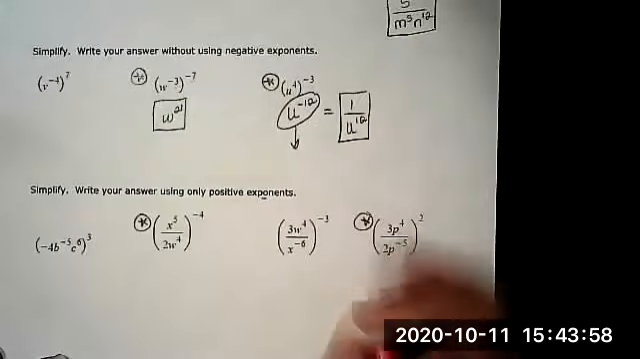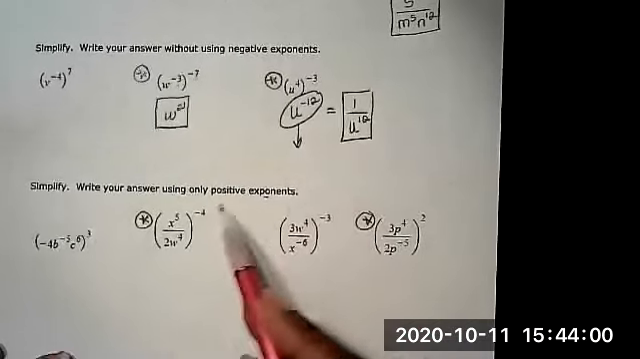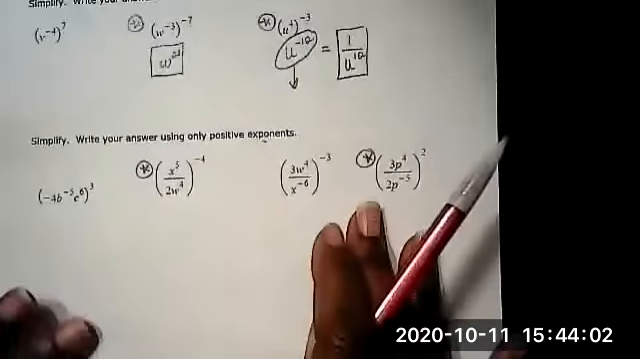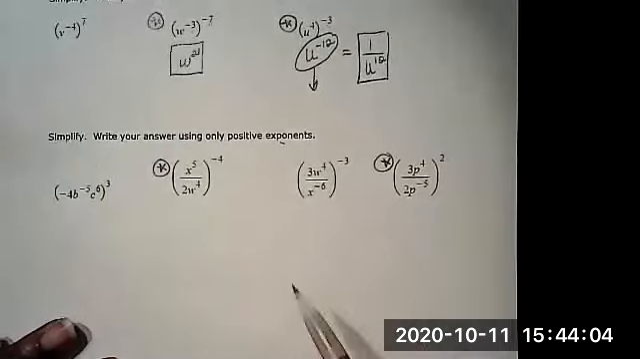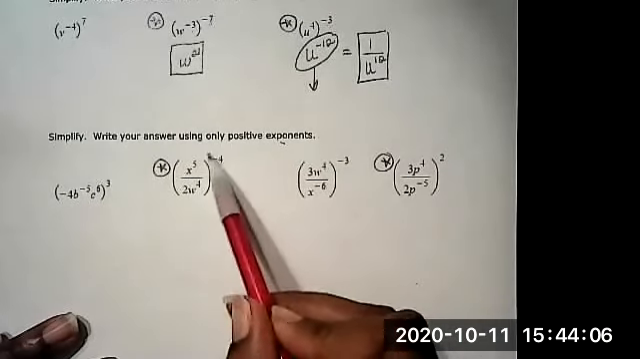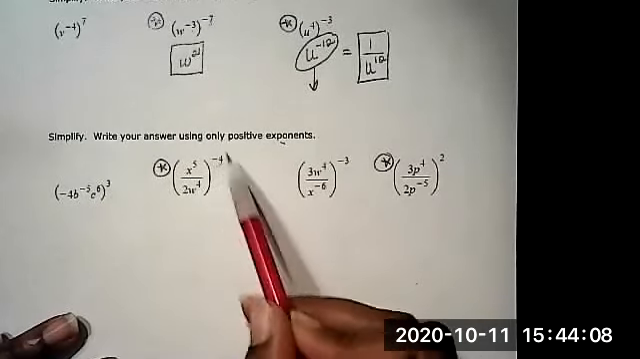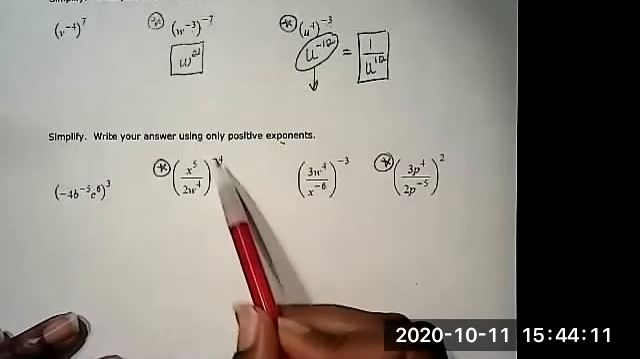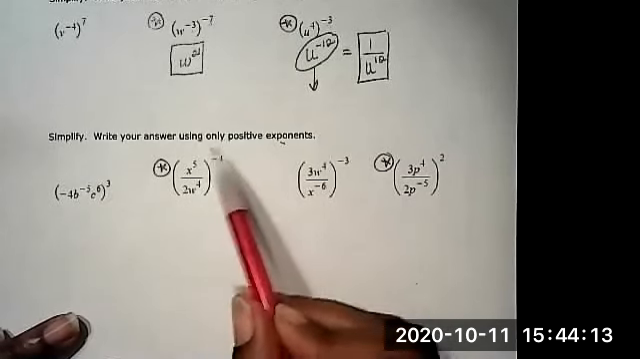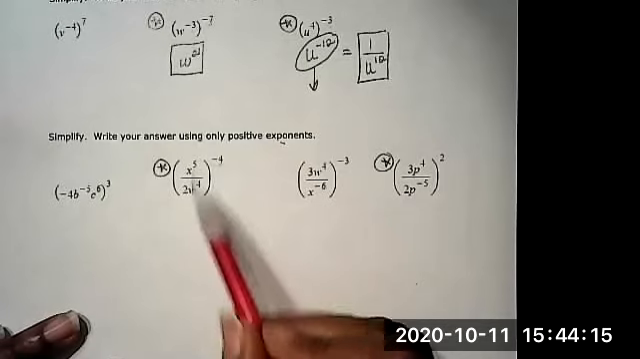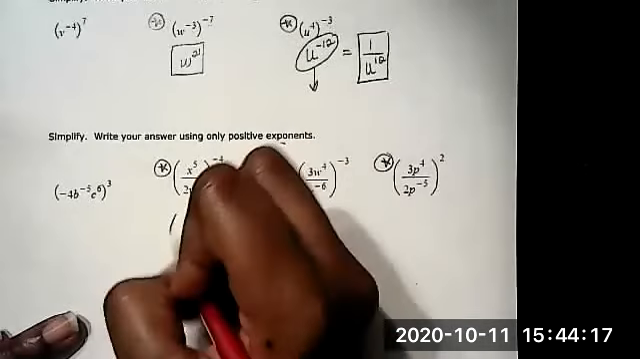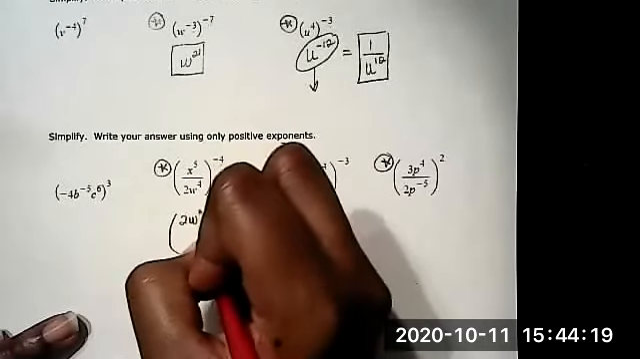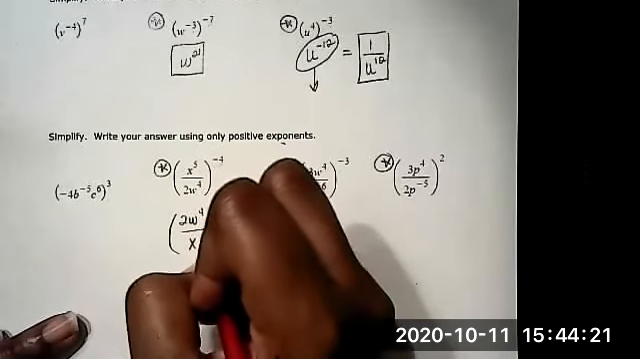Okay, positive exponent when it went to the bottom. And this can give people fits. This whole exponent stuff can give people fits. All right, so negative here, negative power at the very outside. So what we're going to do is flip this. Remember, reciprocal. So this becomes 2w to the 4th over x to the 5th.